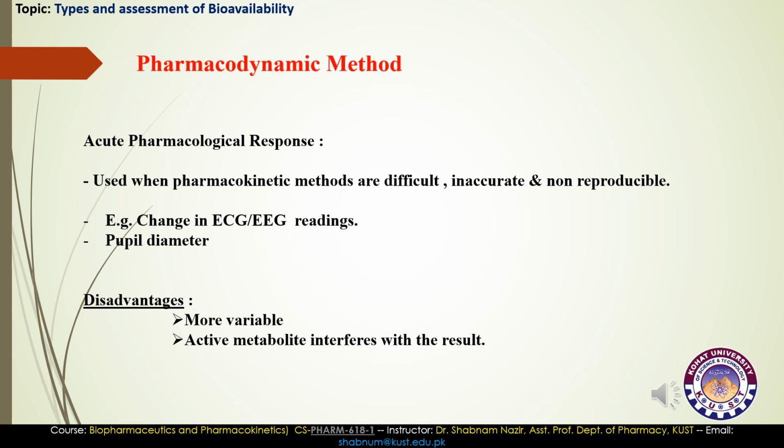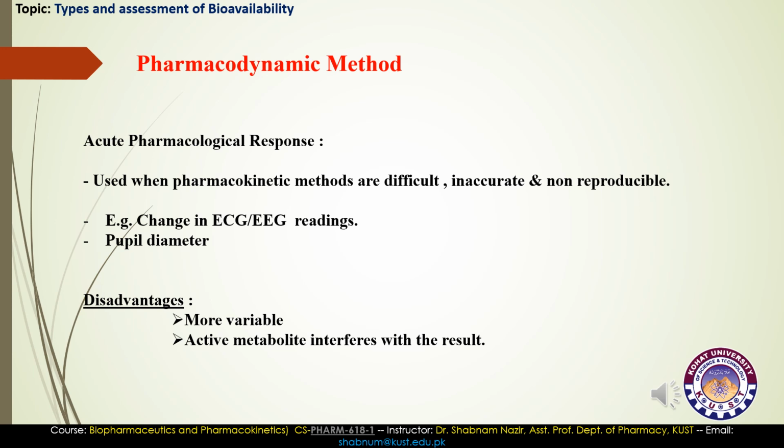So, in case of pharmacodynamic method, acute pharmacological response is measured, and this method is applied whenever the plasma level of the drug is so low that it is difficult to accurately determine, or it is non-reproducible. So, in that situation, the acute pharmacological response could be used instead, and there are several examples, but one of them is cardiovascular drugs which are capable of inducing a change in the ECG reading. So that pharmacological response could be reflective of the bioavailability.